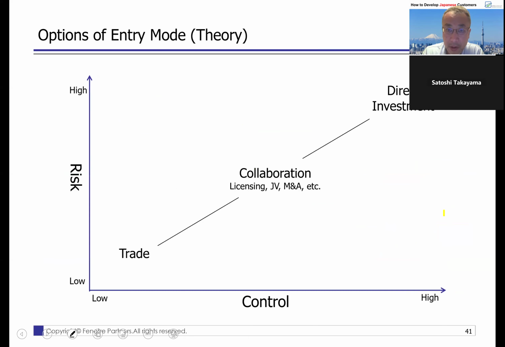Let me explain again on this framework. They hired us as a local sales rep. They keep paying several thousand euros every month, and they get the control.